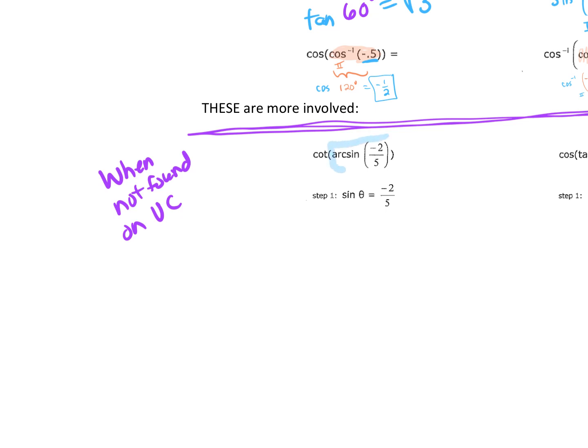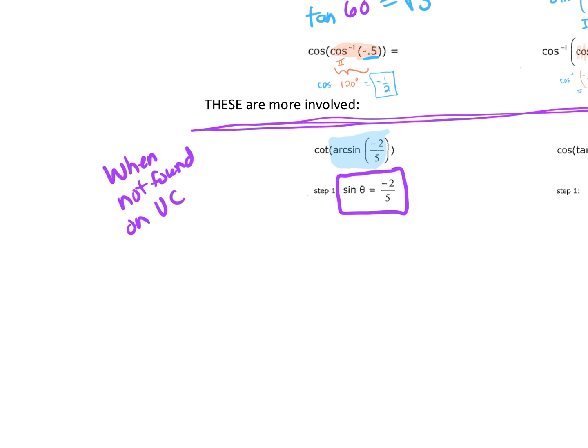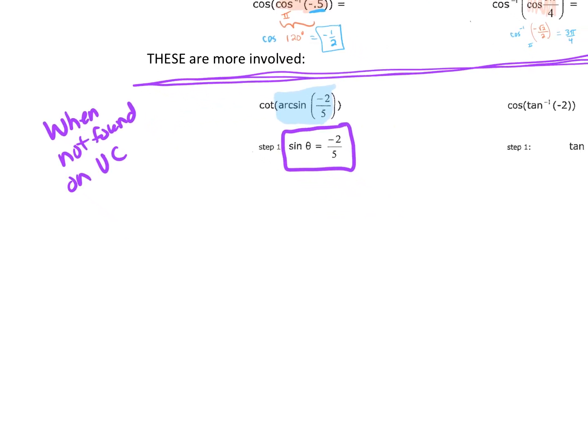So I've even put here, if you notice, what I want you to think about is if we look at this arc sine of negative 2 over 5, what that's telling us is that if we took the sine of theta, it would be equal to this negative 2 over 5. Okay? So we're going to have to draw a triangle and think about where this is in the coordinate plane. And we're going to use our right triangle trig that we know, SOHCAHTOA, and our x's and y's and r's in order to solve this problem.